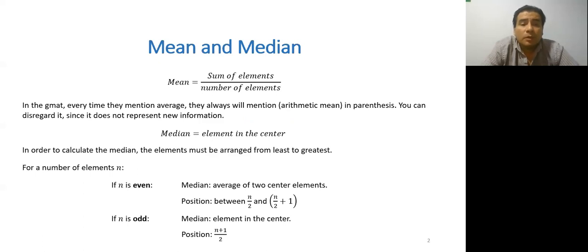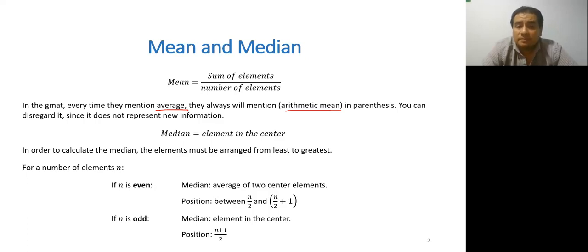Okay, so when we talk about the mean, we mean actually the arithmetic mean. That is the average of several numbers. And it is defined as the sum of elements in a certain set of elements, and that sum divided by the number or quantity of elements. In most questions, they will always add the phrase arithmetic mean in parentheses. Well, that's not really new information, just the way to distinguish the mean, the average, from other types of mean.